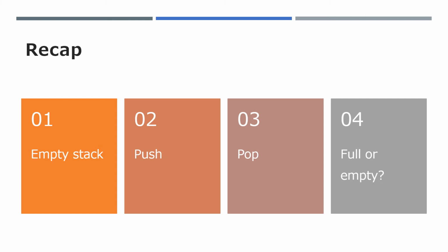So before we push to the stack, we can check to make sure that the stack isn't full. If it is full, we can't push. And before we pop, we can add a check to see if the stack is empty, because if the stack is empty, we can't pop. There are no values left to pop.